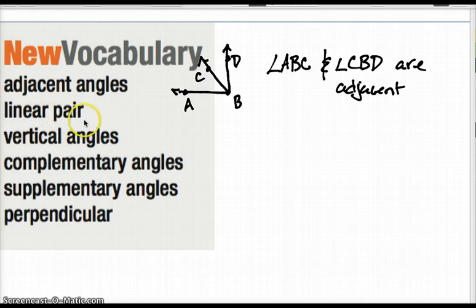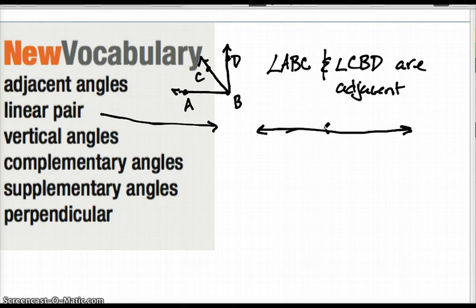All right, so a linear pair. A linear pair refers to adjacent angles that particularly form a line, right? So here's a line, and this line is formed by the addition of these two angles. I'm going to be a little lazy here, call this angle 1 and call this angle 2. So angle 1 and angle 2 are a linear pair, right? They're not equivalent angles, but angle 1 and angle 2 are a linear pair.